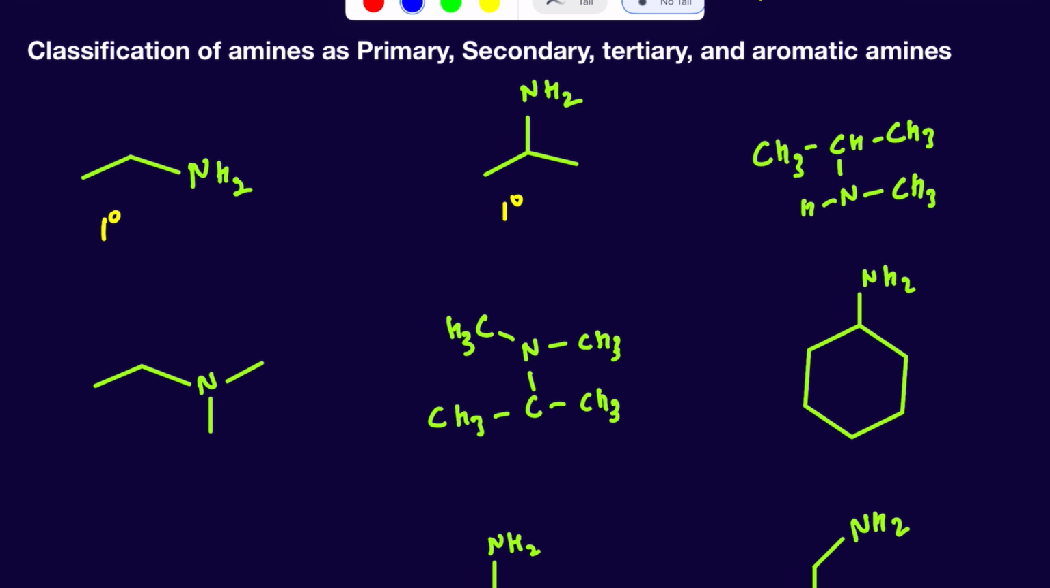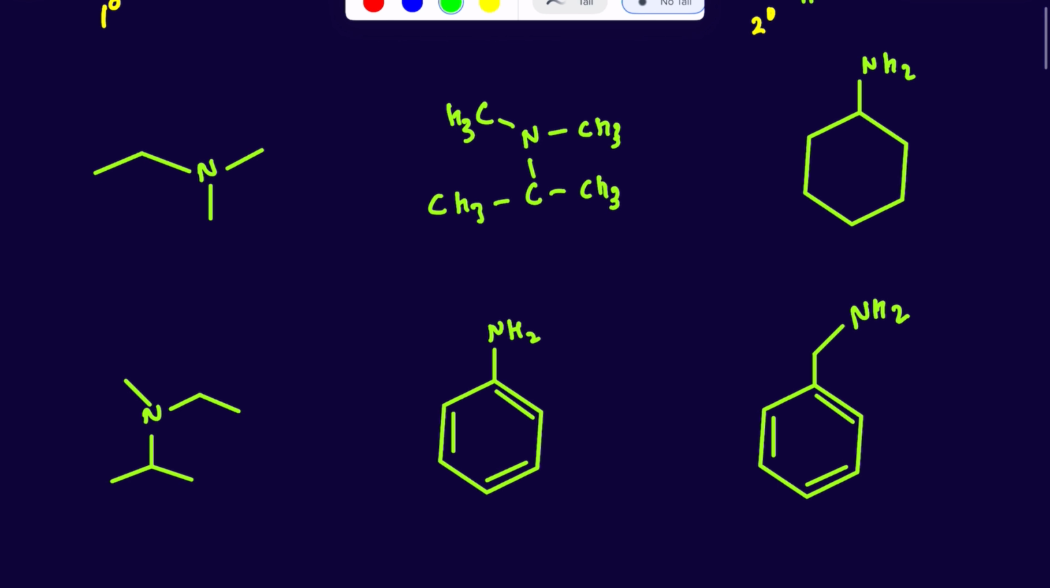You probably want to pause the session here and categorize the rest of them and then see if they match with my answers here. So this next one I have is this nitrogen. I've got one R group on the top here, and I've got another R group on the bottom here. So that one is going to have only one hydrogen, so that would be categorized as a secondary amine in this particular case.